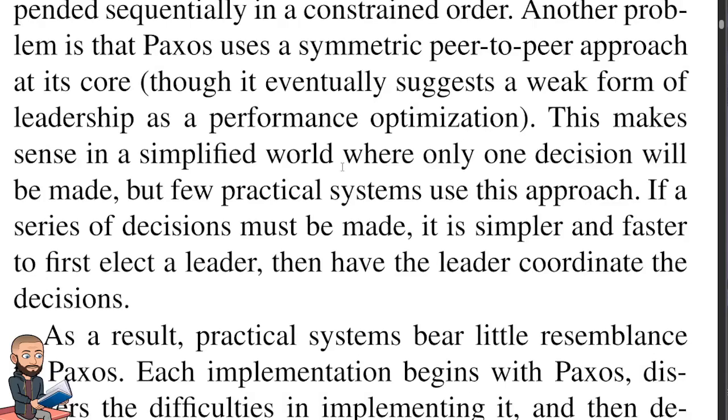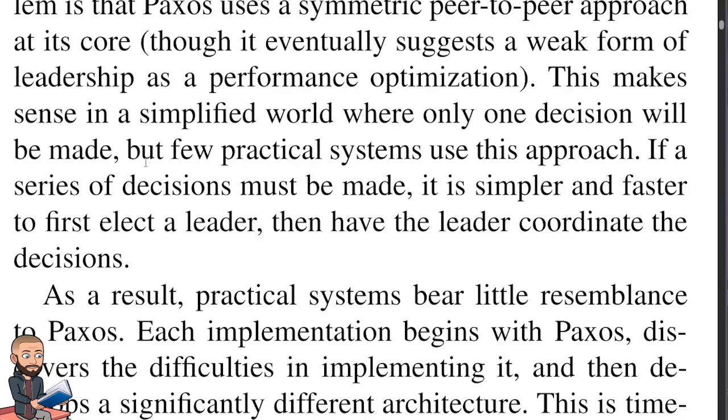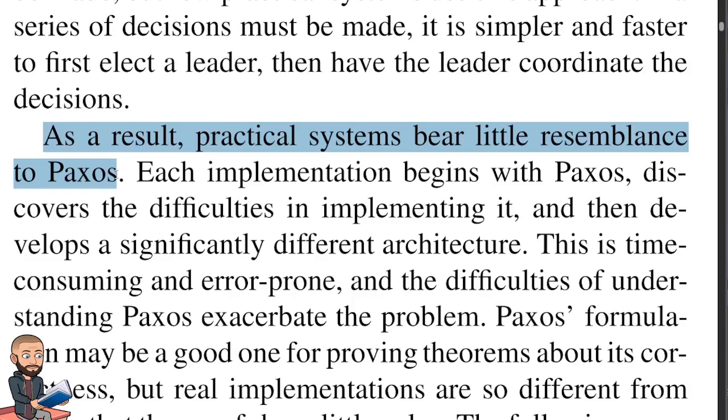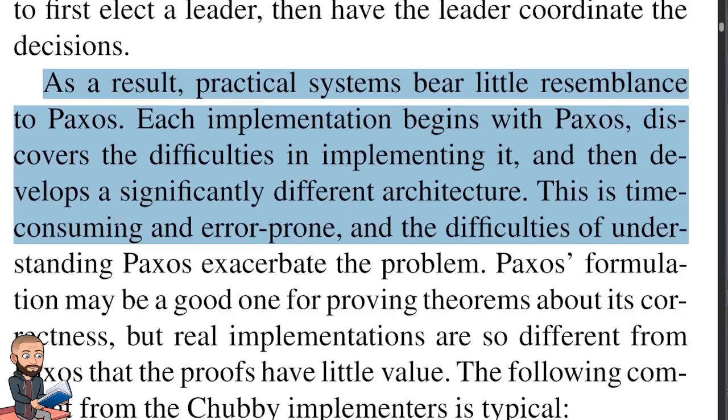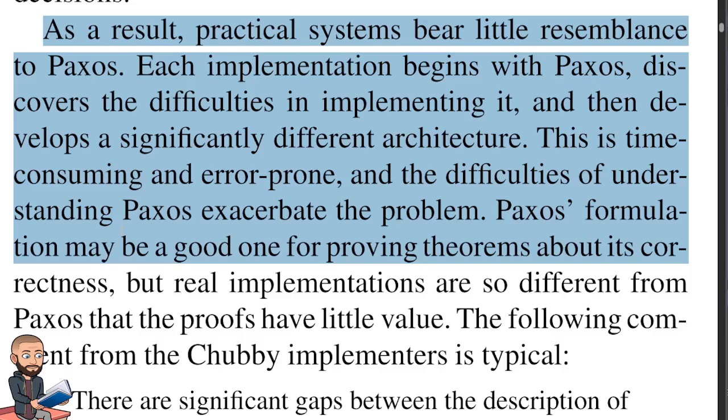This makes sense in a simplified world where only one decision will be made, but few practical systems use this approach. If a series of decisions must be made, it is simpler and faster to first elect a leader and then have the leader coordinate the decision. As a result, practical systems bear little resemblance to Paxos. Each implementation begins with Paxos, discovers the difficulties in implementing it, and then develops a significantly different architecture. This is time consuming and error prone, and the difficulties of understanding Paxos exacerbate the problem.